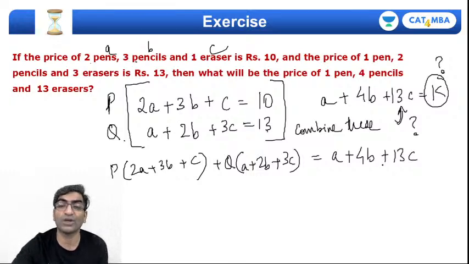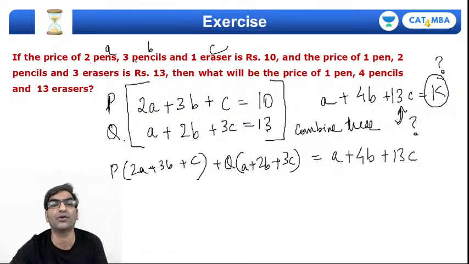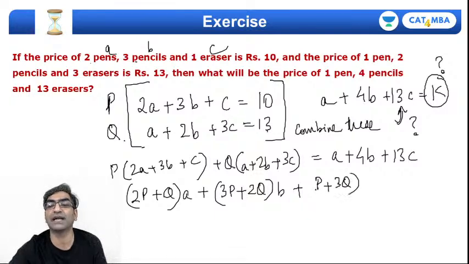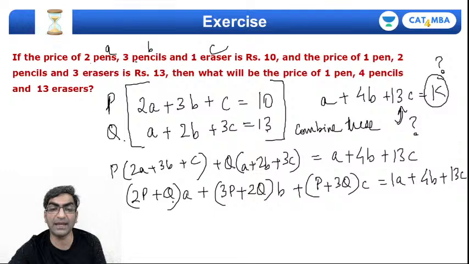But what I can now do, writing it this way, I can compare the coefficients of A and B. यहाँ देखो A का coefficient क्या है यहाँ पे 2P plus Q will be the coefficient of A. B का coefficient क्या होगा 3P plus 2Q will be the coefficient of B. और C का coefficient क्या होगा P plus 3Q, that will be the coefficient of C. And this should respectively be 1A, 4B and 13C, right? तो मैं इन दोनों को equate कर सकता हूँ ना.